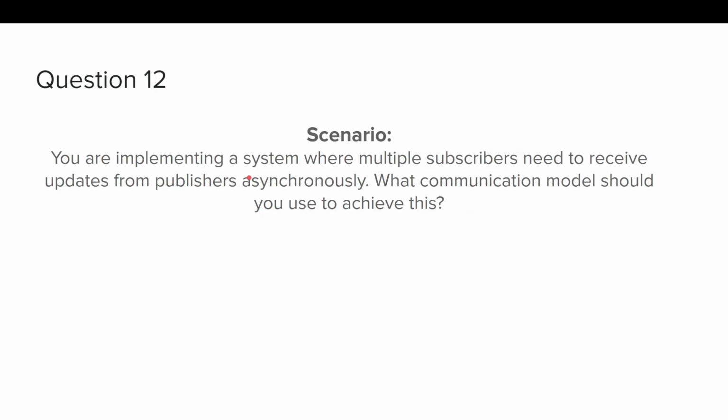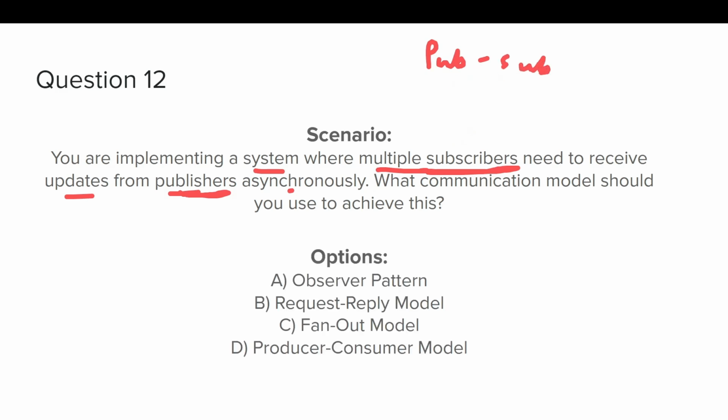Next: you are implementing a system where multiple subscribers need to receive updates from publishers asynchronously. Which communication model should you use to achieve this? Now, this is a new topic. It is called the pub sub, publisher subscriber model. Firstly, these are the options, and you have to choose which is the right one.